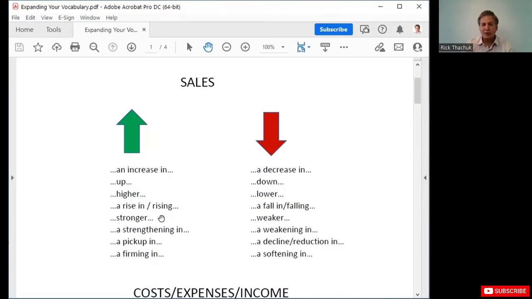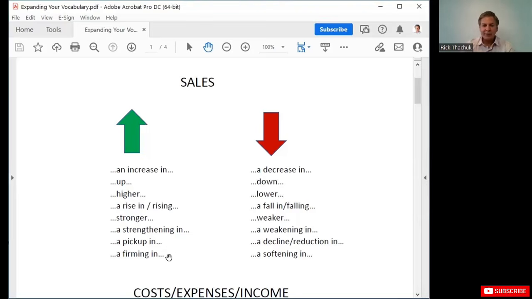We can use this adjective, stronger. We can say sales were stronger in the third quarter, or income rose due to stronger sales. The opposite, weaker sales. We can say a strengthening in sales. Profits were up due to a strengthening in sales, or a weakening in sales. We can say a pickup in sales. In the third quarter, we saw a pickup in sales. The opposite, in the third quarter, we saw a decline in sales or a reduction in sales.